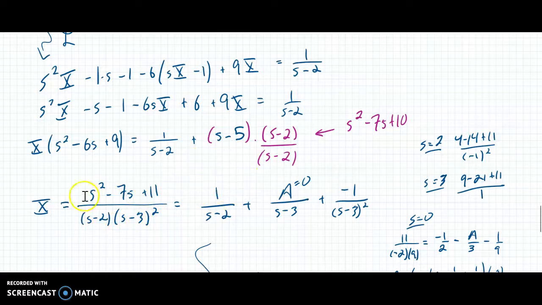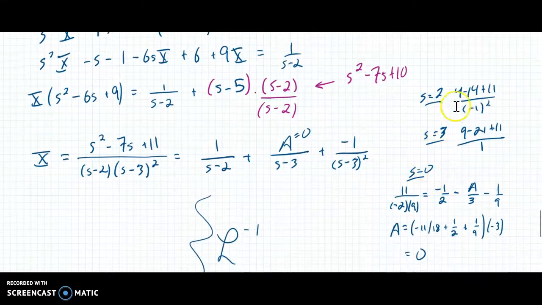So I got 1 over s minus 2, I got something over s minus 2 plus something over s minus 3 plus another thing over s minus 3 squared. From there, here's my cover-up work right here. S equals 2. I did that math and got 1. S equals 3. I did this math and got negative 1.